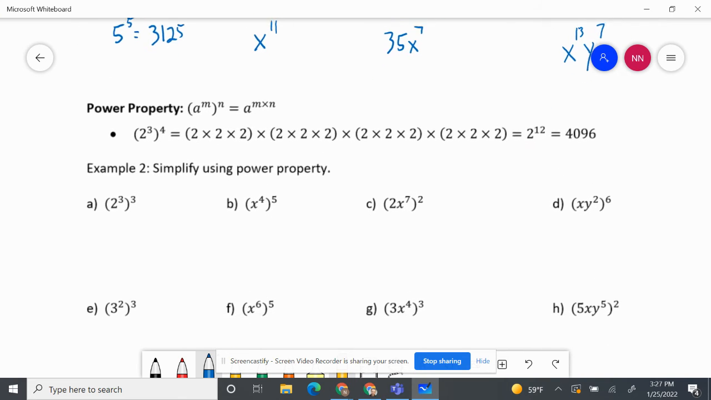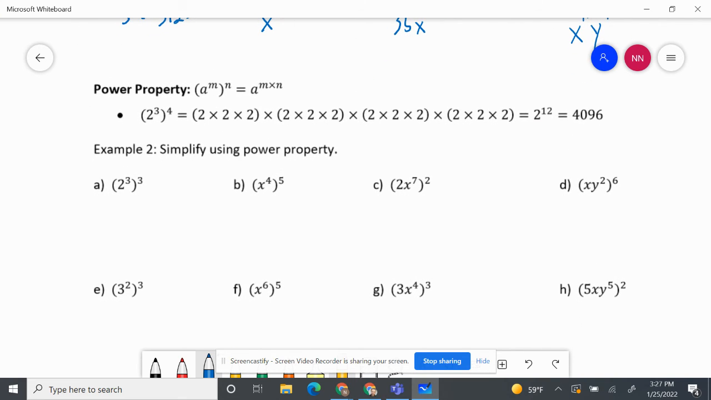Now, let's look at power property. Power property says that when we have an exponent raised to an exponent, what we're doing is we're multiplying the exponents. So as an example, if we have 2 to the third, that would be 3 2's, and we have 4 groups of that. So we have our 4 groups. If we count them, 1, 2, 3, 4, 5, 6, 7, 8, 9, 10, 11, and 12. That's how we're getting 2 to the 12th.